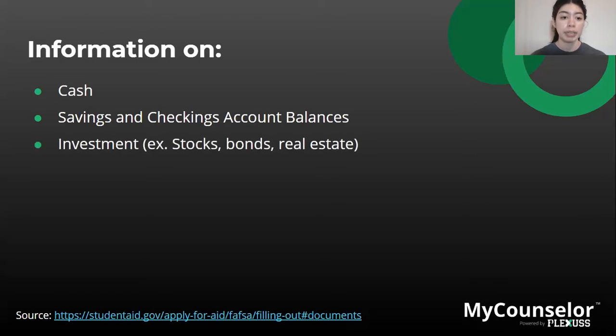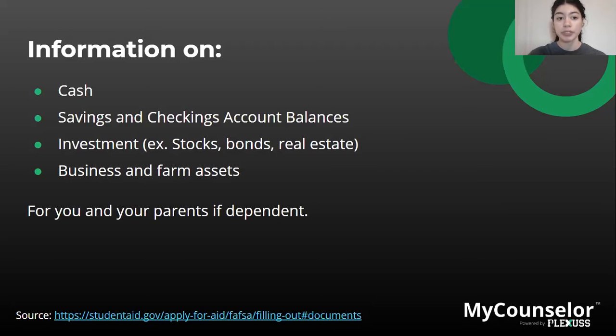You will need information on your investments, that is, if you have invested in any stocks or bonds or real estate, for example. You will need information on business and farm assets if you have a business or farm asset. And you will need the same information for the points mentioned above for you and your parents if you are a dependent student.